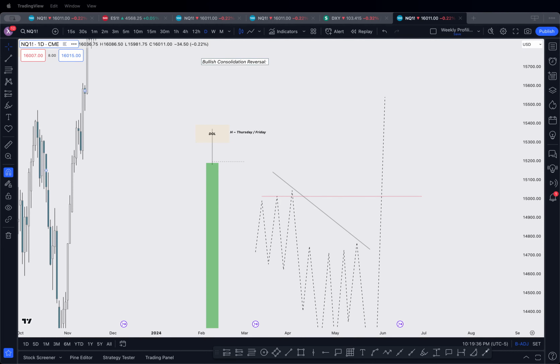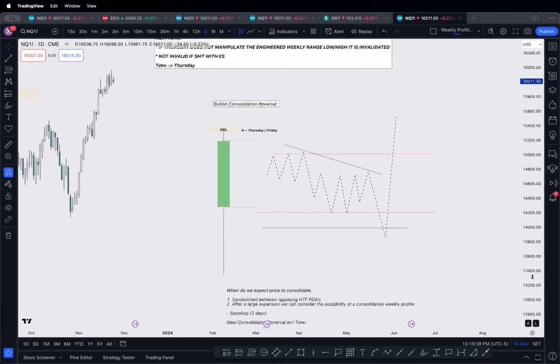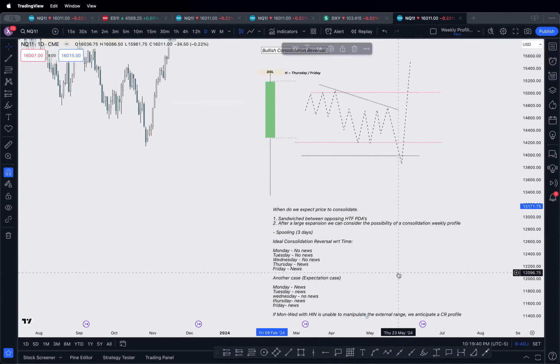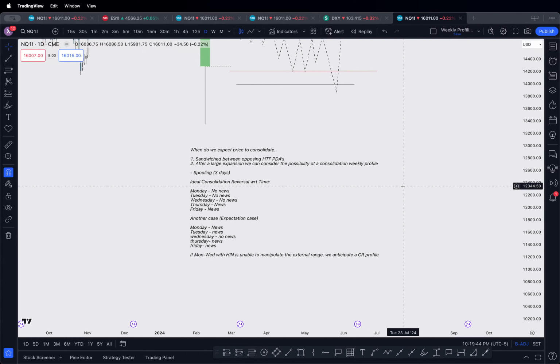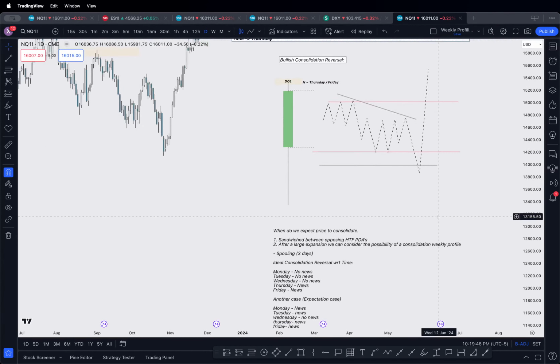There's maybe one more thing I want to talk about, which is how can you trade, right, with the anticipation of a CR profile within the week? How should you be trading? If you want to trade the consolidation, what are you going to be targeting?